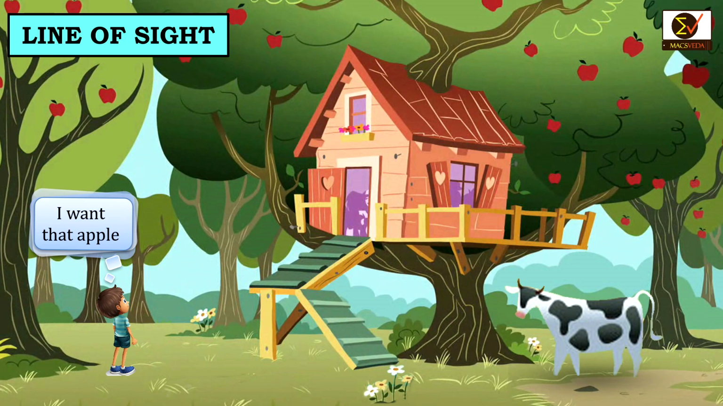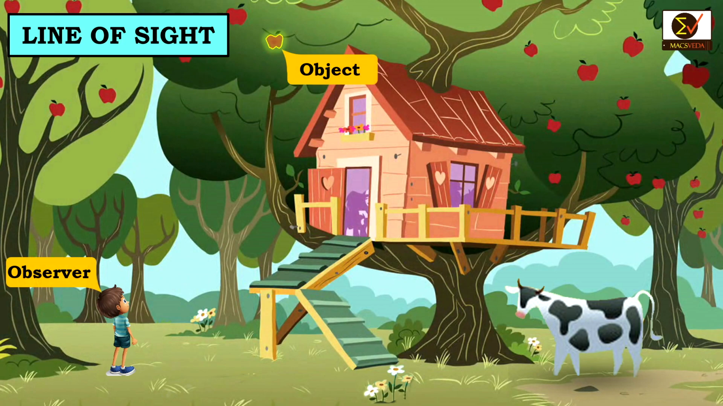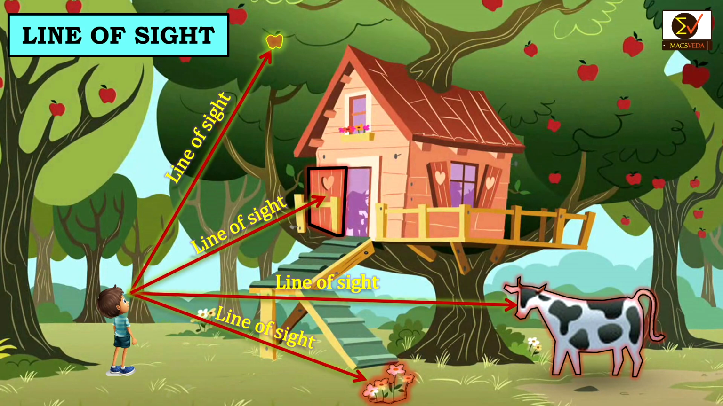Now I want that apple. So draw the imaginary line connecting the eye of the observer with the object, and that is line of sight. So line of sight is an imaginary line which connects the eye of the observer with the object. So we can have different line of sights depending on what observer is observing or seeing.